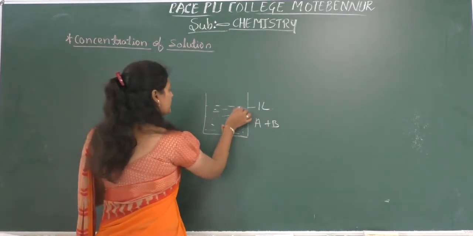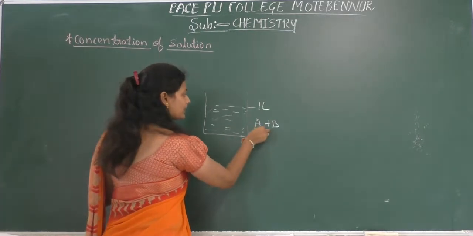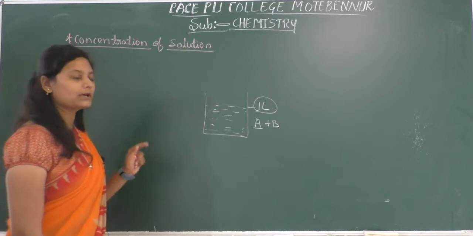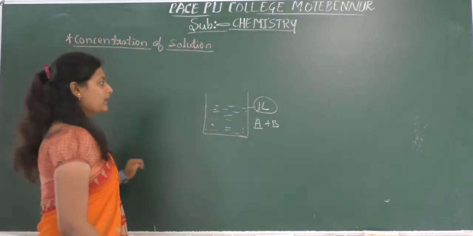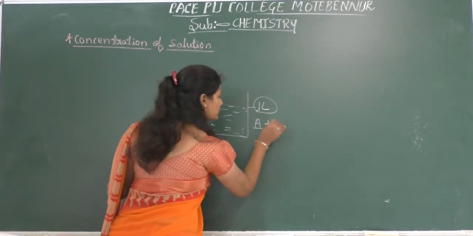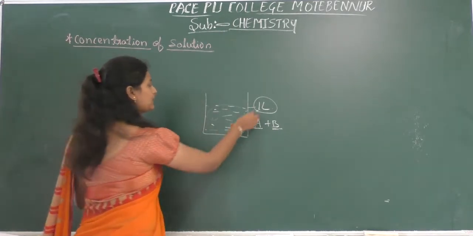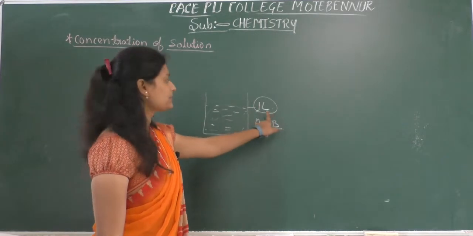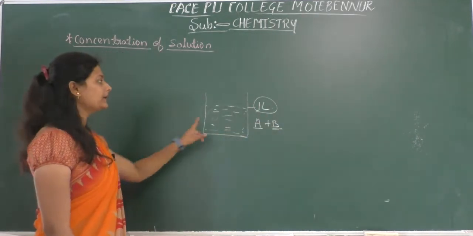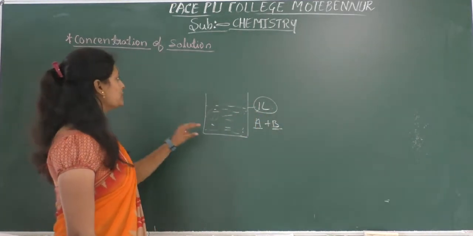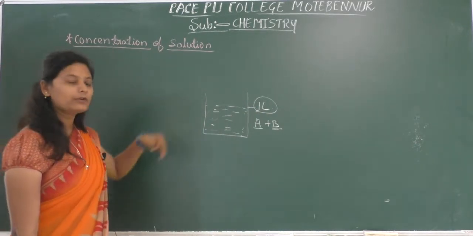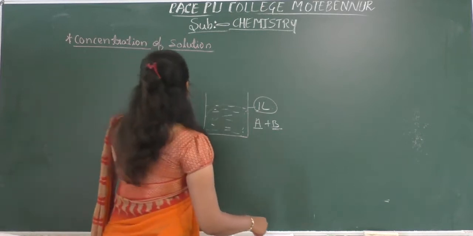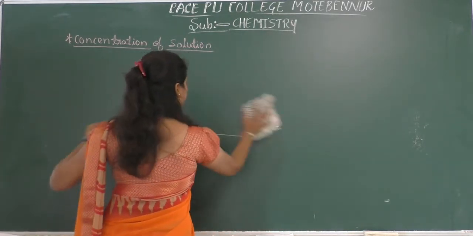So the amount of substance A which is present in 1 liter of solution is called the concentration of A. In the same way, the amount of B which is present in 1 liter of solution is called the concentration of B in 1 liter of solution. Before starting this, we will discuss some general concepts.